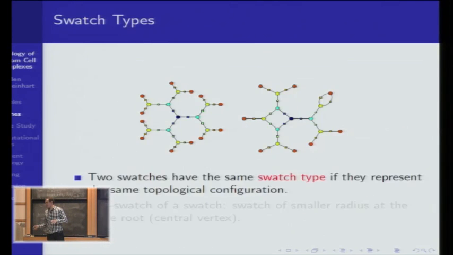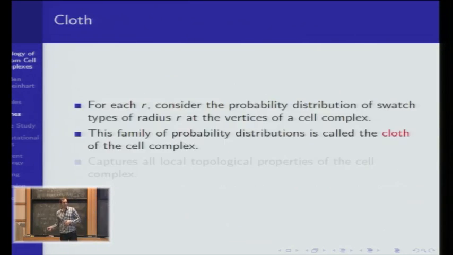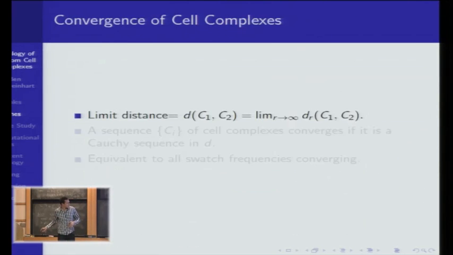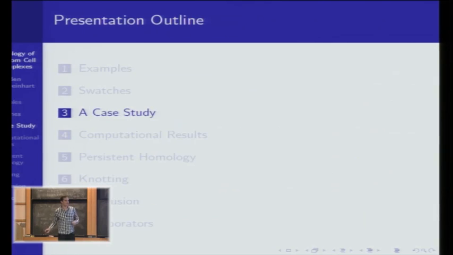So you have a 3-dimensional cell complex, or a 2-dimensional cell complex, for example. You represent it by the adjacency graph, which you can view as kind of a 1-dimensional object. But the computational example is a 1-dimensional example. But this can be used for a regular cell complex of any dimension.